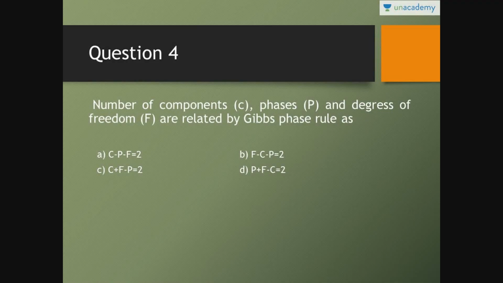Question fourth. The number of components, phases and degree of freedom are related by the Gibbs phase rule. I'll be explaining this Gibbs phase rule in detail. For now, just keep the formula. It is P plus F is equal to C plus 2, where P is the number of phases, F is the degree of freedom, and C is the number of components.